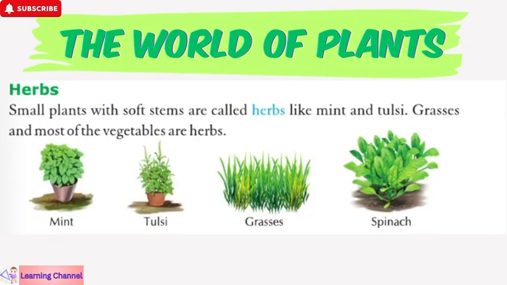Let's move to another type of plants, herbs. Small plants with soft stems are called herbs, like mint and tulsi. Grasses and most of the vegetables are herbs, like mint, tulsi, grasses, and spinach.